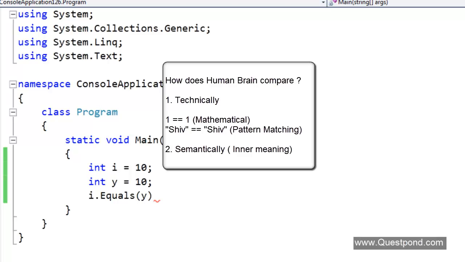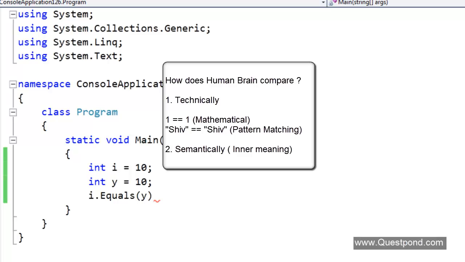When you say to a human, is 1 equal to 1, he will use his mathematical knowledge and say, yes, 1 is equal to 1. And this is true with me, with my friends, with my brother, with my sisters, with everyone in India, in the US, everywhere. So it is a mathematical comparison. And if you put alphabets before me, for example, is Shiv equal to Shiv, I will say yes, they are equal because both of the patterns are matching.